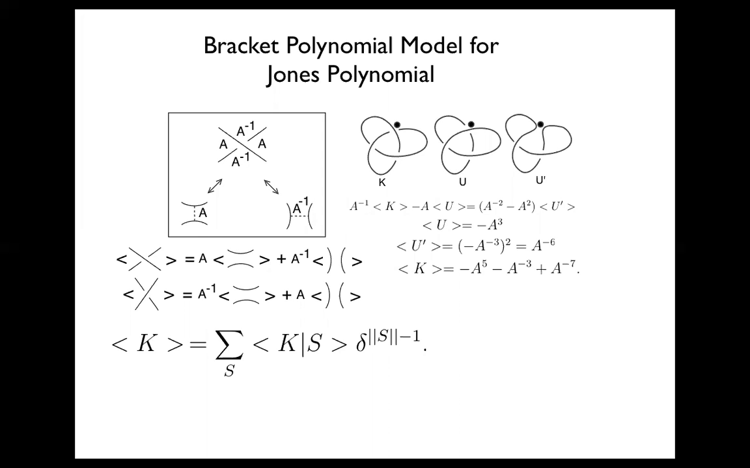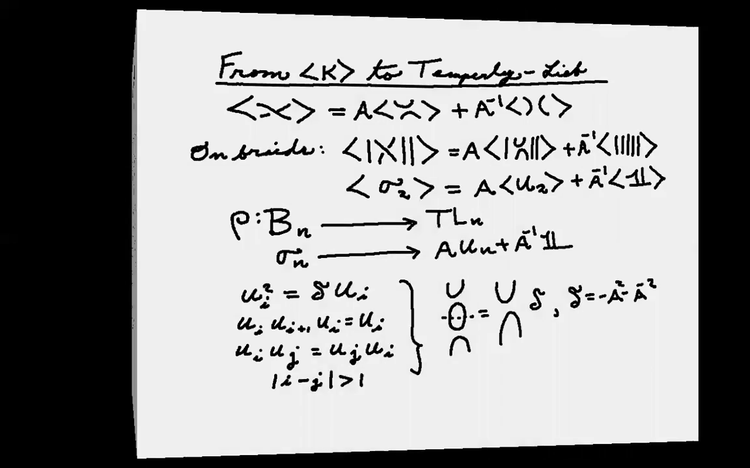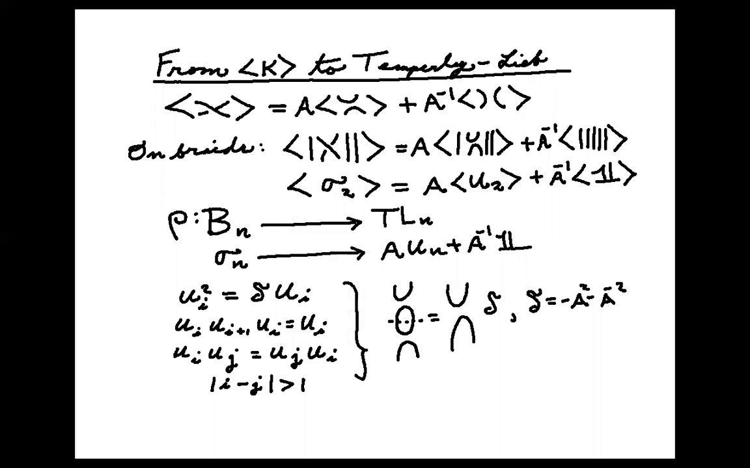I forgot to mention on this slide that the value of a loop, a single loop next to something, is minus a squared minus a to the minus 2, and that the value of a loop all by itself is normalized to 1. That's bracket. But the relationship with braiding is very important, and let's look at that. You might not have thought about that recently.